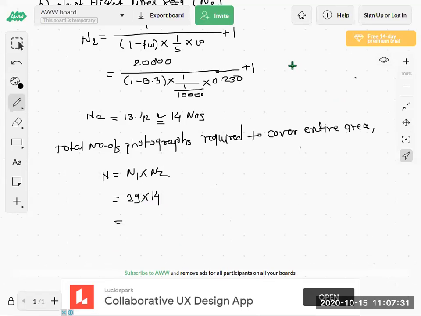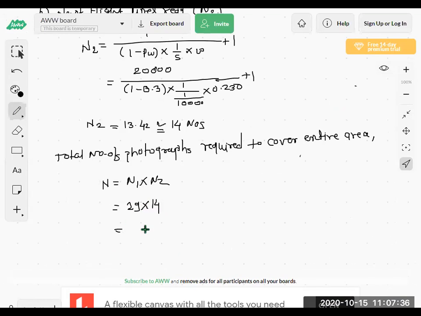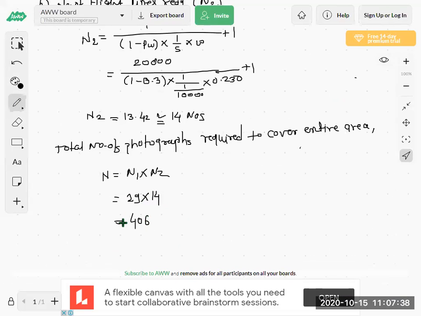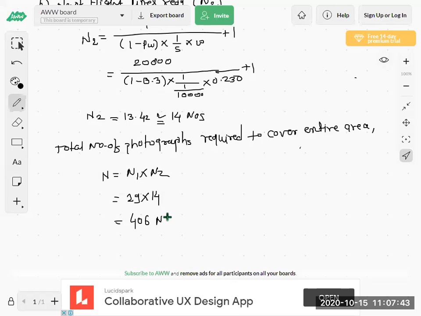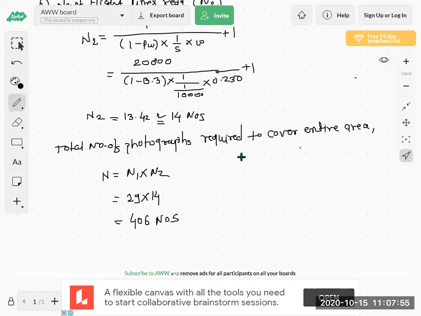406. I got the answer 406. Others please. Yes, correct. 406 is the answer. So 406 photographs are required to cover this 25-kilometer by 20-kilometer area. Are you getting how to calculate the number of photographs of any land? This is so simple. This type of example may be asked in the examination. Okay, we'll see one more example.